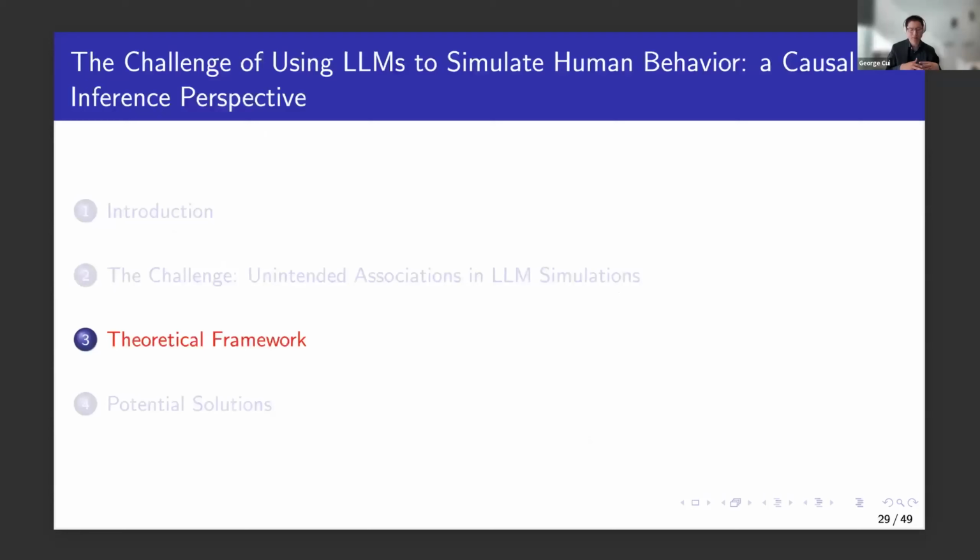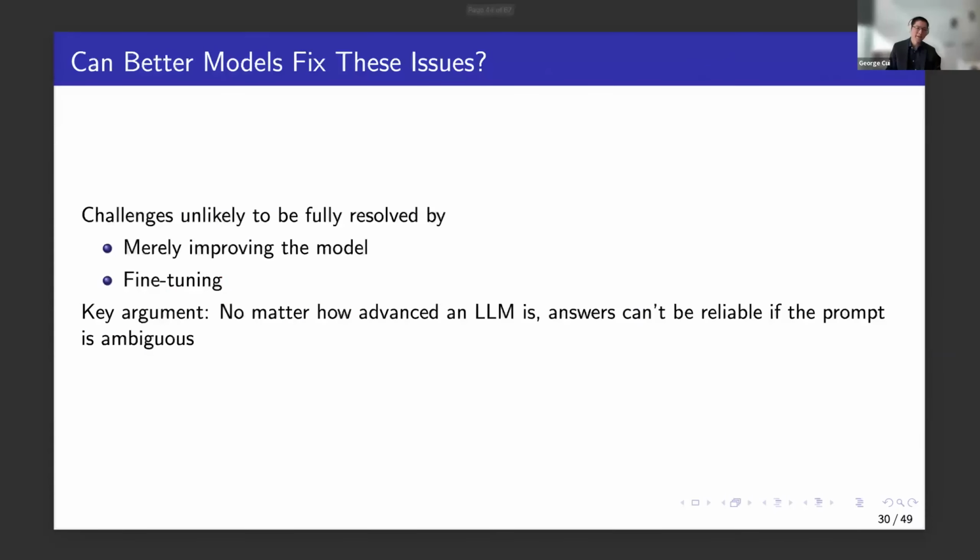So here we also want to talk about a theoretical framework to think about these things, because a natural question is whether this is a challenge that can be resolved when we have better models, for example, more advanced models, GPT-5 or GPT-6. We argue that the challenges are unlikely to be fully resolved by merely improving the model or fine-tuning. The key argument we're making is that no matter how advanced a large language model is, the answers cannot be reliable if the question or the prompt is ambiguous.